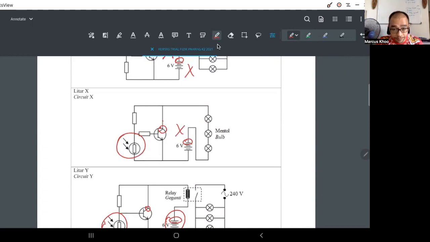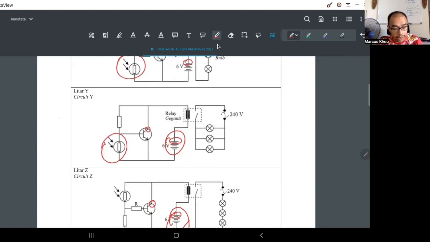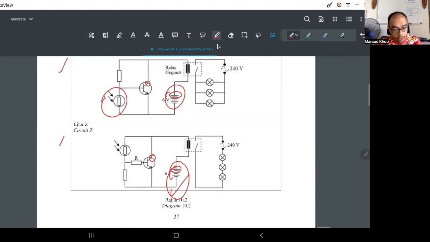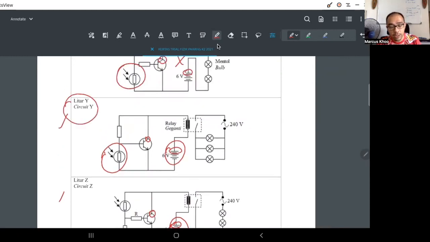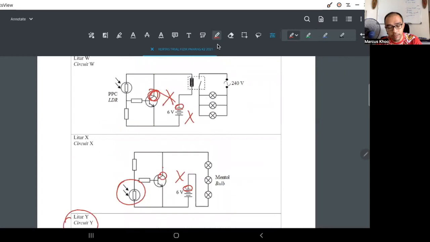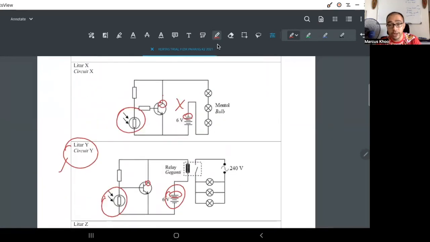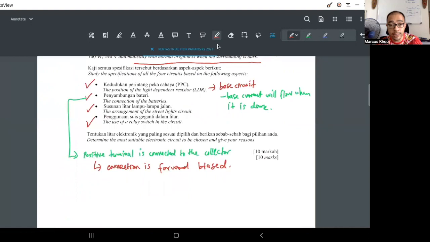So far, Y and Z seem to be our good friends, except that Z also cannot. So definitely it's Y. Now the street lights, are they arranged in parallel or in series? Of course, we want to arrange them in parallel. Why? For a few reasons. One is so that if one breaks, the others will not break.